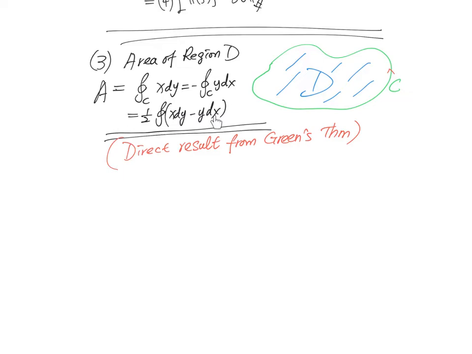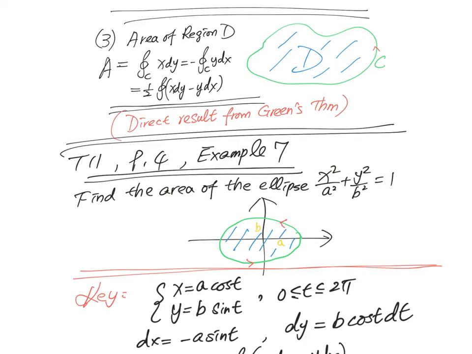We will use this formula to find the area of an ellipse. Now let's look at this example, tutorial 11, example 7. We want to find the area of the ellipse of this form. You can see that the ellipse looks like this. The semi-major axis equals a and the semi-minor axis equals b, because under x is a and under y is b. So we want to find this area.